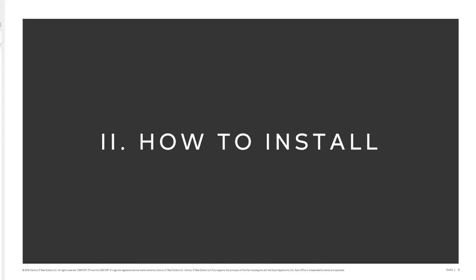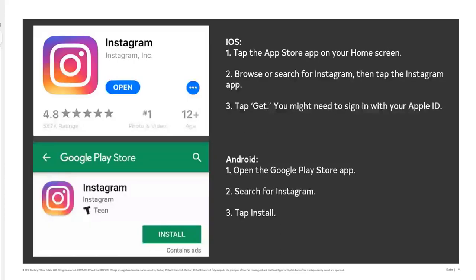I'm going to take you step by step on how to install this free app to your smart device. For iOS users, tap the App Store on your home screen. Step 2, browse or search for Instagram, and once it appears, tap Get. Now you may need to sign in with your Apple ID depending on how the settings on your phone are configured. For Android users, open the Google Play Store app on your device. Step 2, search for Instagram, and then tap Install.